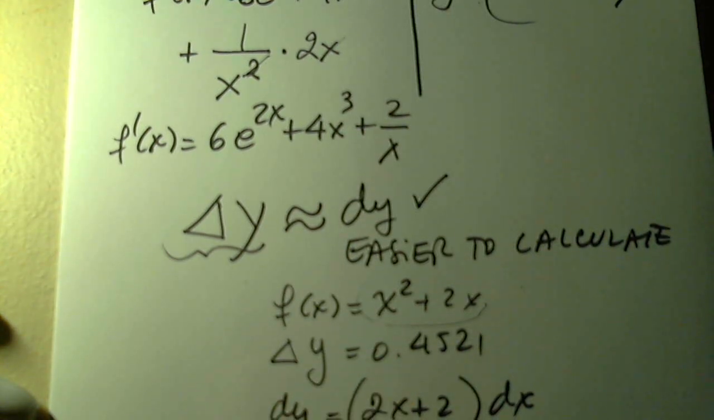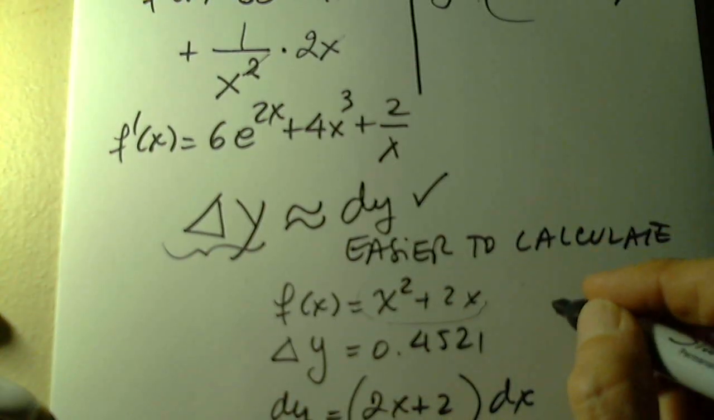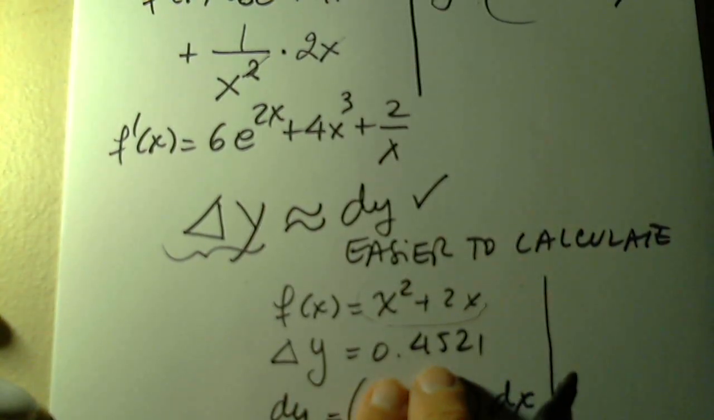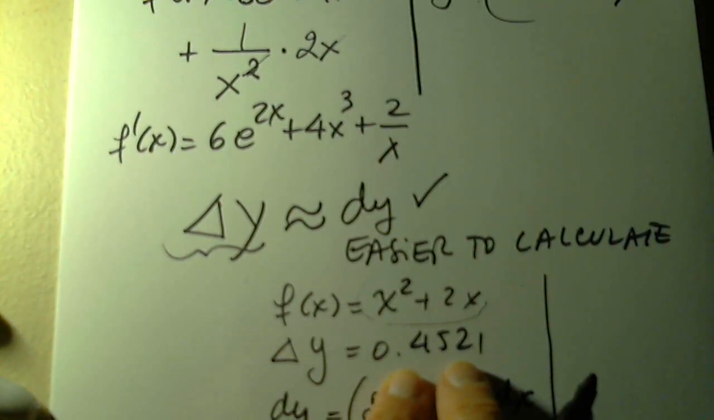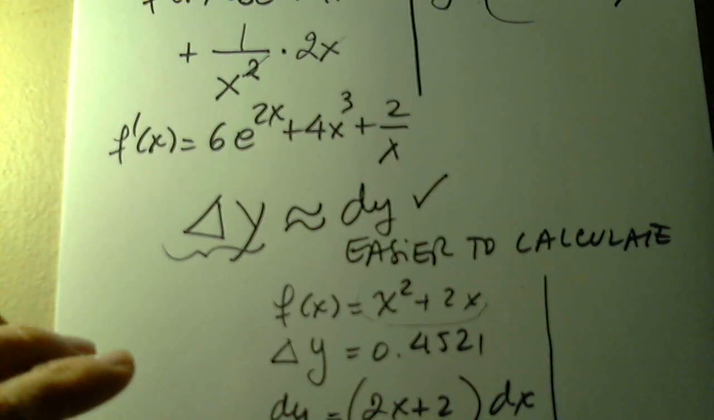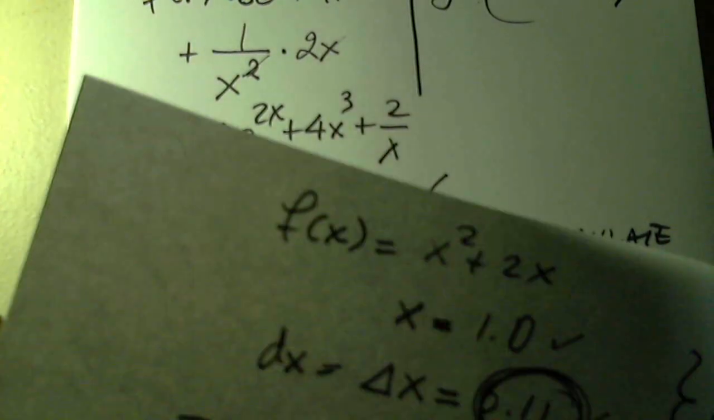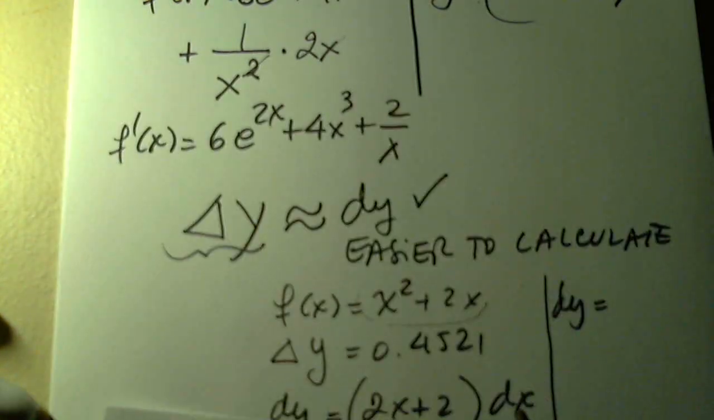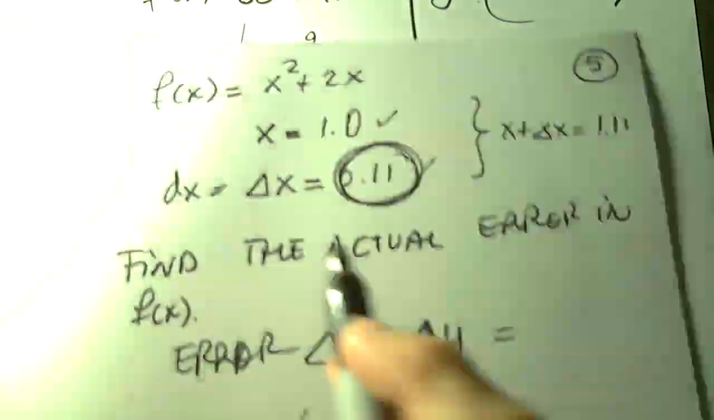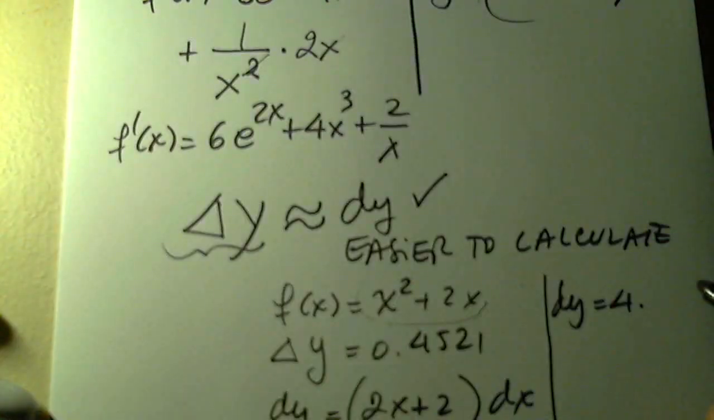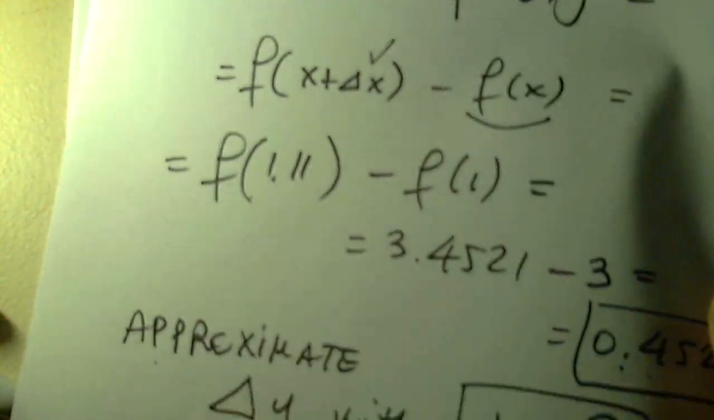This is dx. So now I want to calculate dy to see how close it is to the actual error. So this is an approximation of this. Let's see how close it is. So dy will be 2 times x plus 2, so this is 4 times dx, which is 0.11. I don't even have to use a calculator.